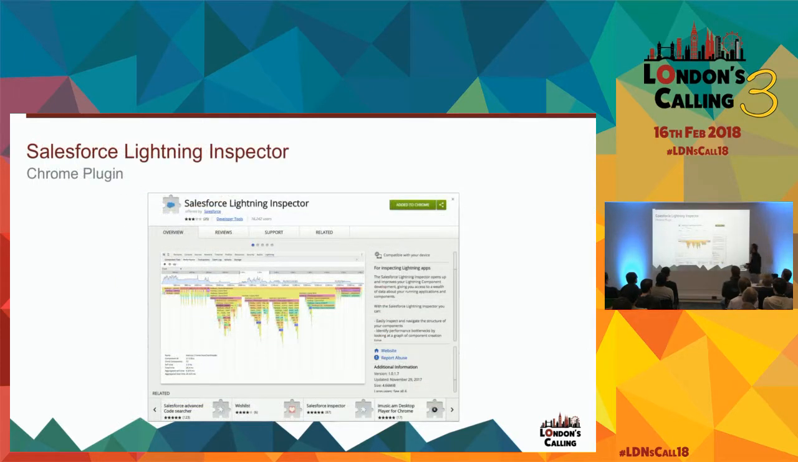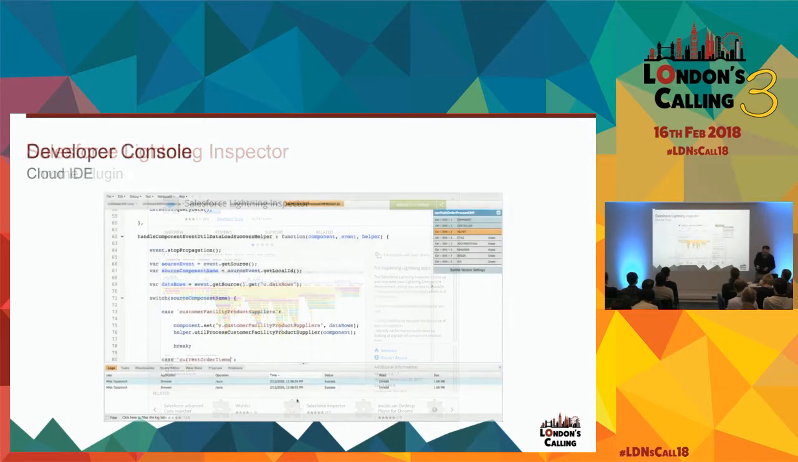The Lightning Inspector. If we use the Lightning Inspector, we can inspect the performance of our application. We can inspect the component hierarchy. We can inspect events. Okay? This tool, if you don't have it installed, the first thing you need to do after the session is go install this plugin. The best part about it, it is free.